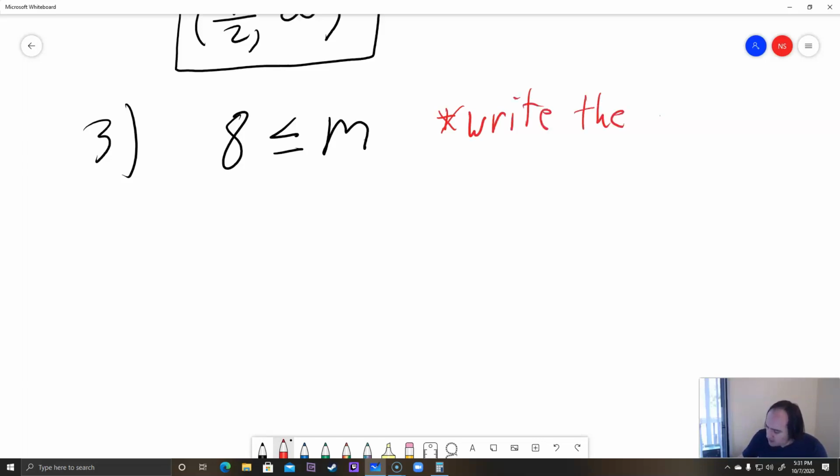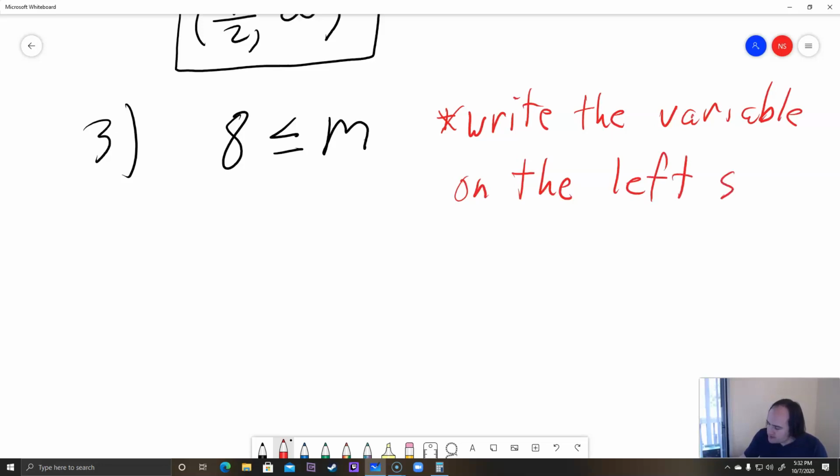Write the variable on the left side, because otherwise the graph is not going to work properly. Okay, so how do you write the variable on the left side when it's already on the right side? Well, you just flip the whole thing around.